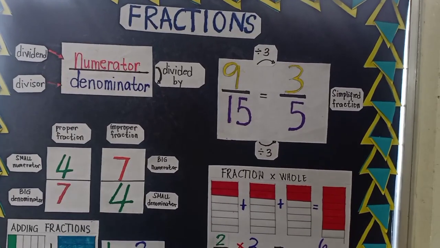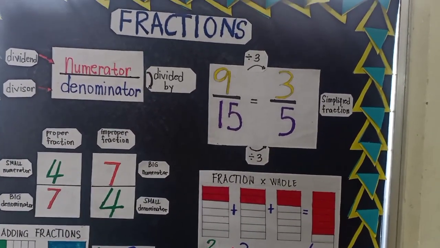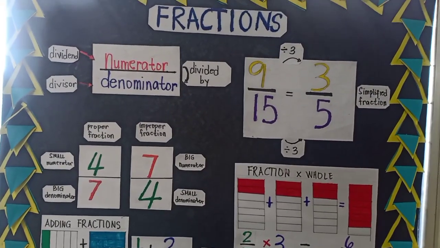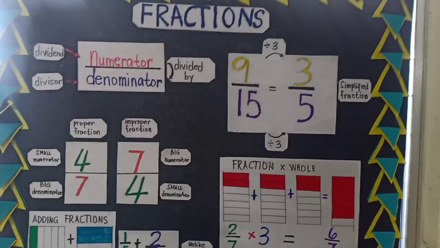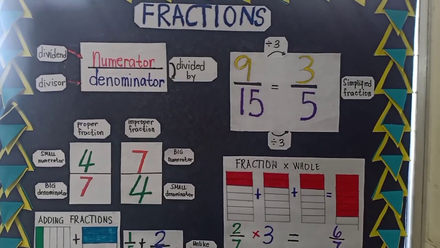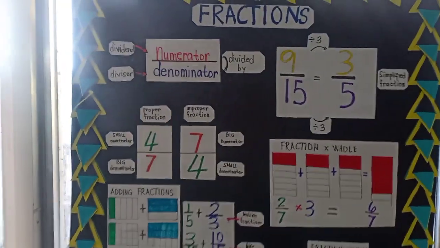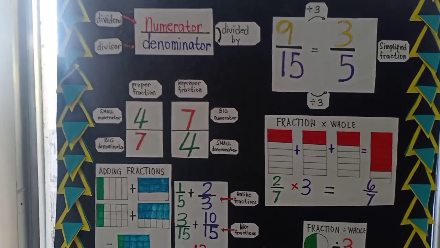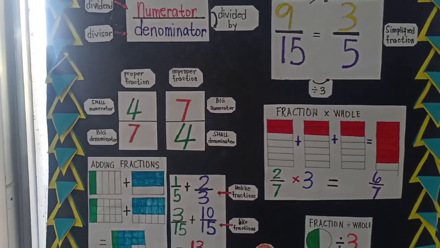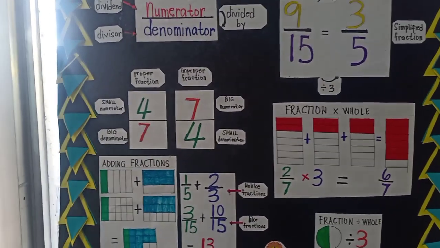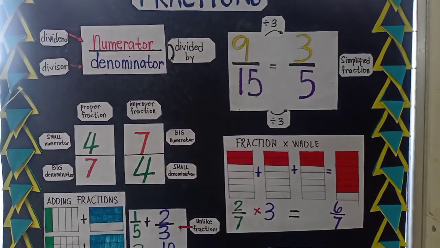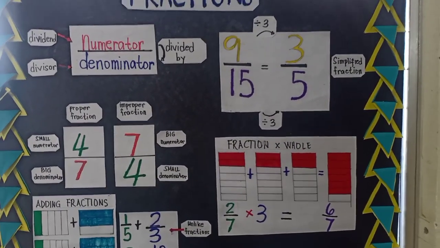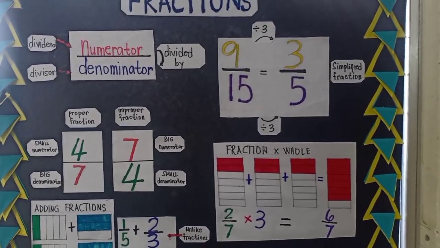So, I have here also an example of a fraction which is 9 over 15. How can we simplify it into the lowest term? So first, we find the GCD or the greatest common divisor of the numerator and the denominator. The greatest common divisor of 9 and 15 is 3. Divide both numerator and denominator by 3. So 9 divided by 3 is 3 and 15 divided by 3 is 5. So 9 over 15 is 3 over 5 in simplified fraction.